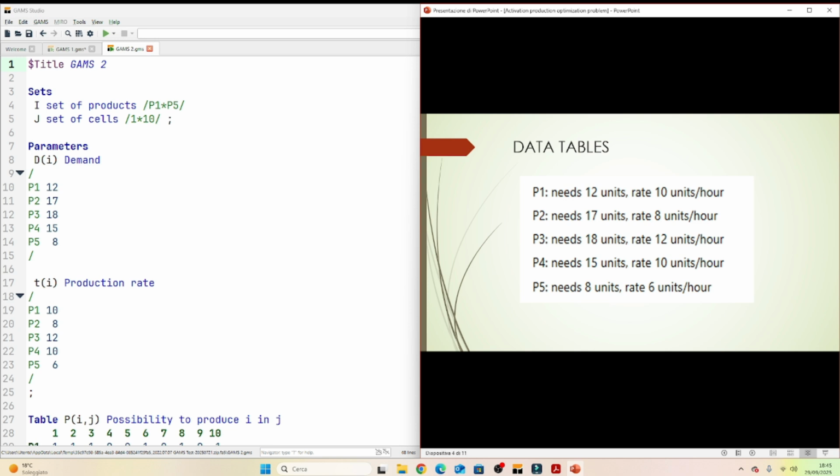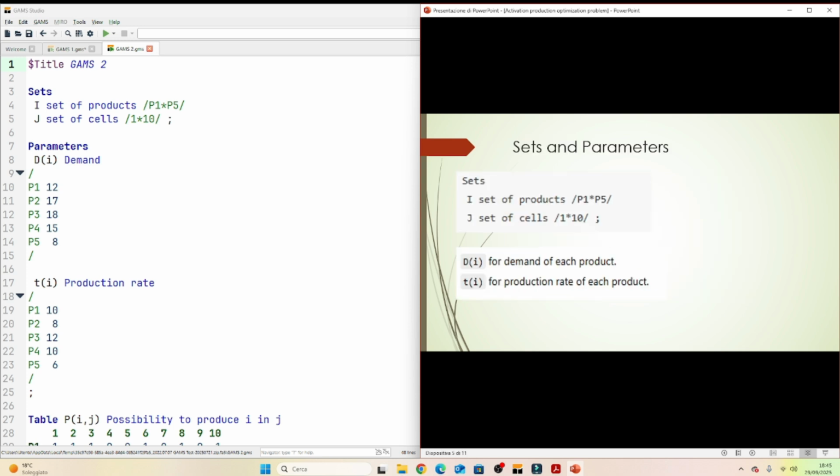Each product has its demand and its rate. For example, product 1 has demand 12 units and can be produced at rate 10 units per hour. Not every cell can make every product. This capability matrix shows which products each cell can produce. For example, cell 1 can produce P1, P2, P3, but not P5. This means when we assign production, we must respect these feasibility constraints.